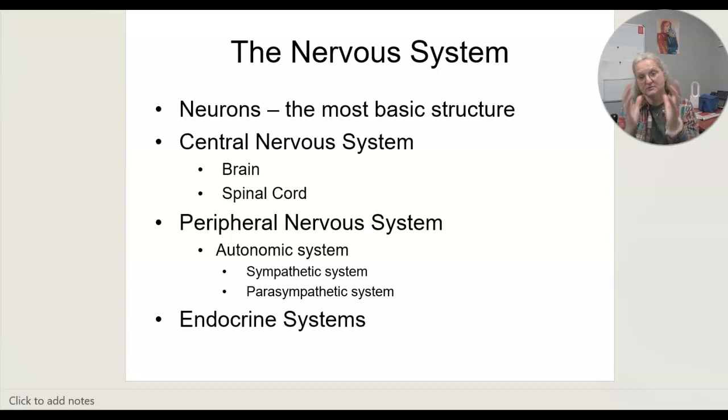So the brain is resilient and it's protected inside a bone case, but it can also be damaged by outside forces. And that's all. Just wanted to tell you what a concussion was.